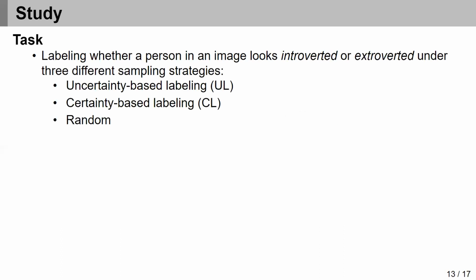Now, let me talk about how we conducted the user study. The task of the user study was to label whether a person in an image looks introverted or extroverted under three different sampling strategies. In UL, we form each batch with the most uncertain data items, and CL with the most certain items. We included random sampling as our baseline.